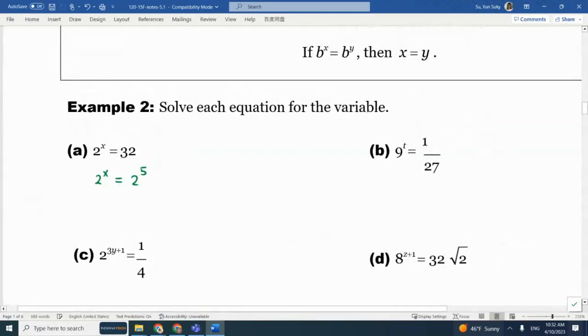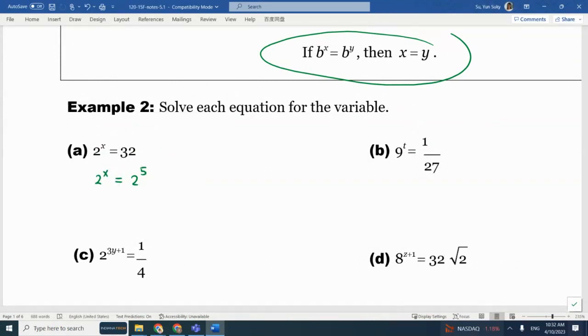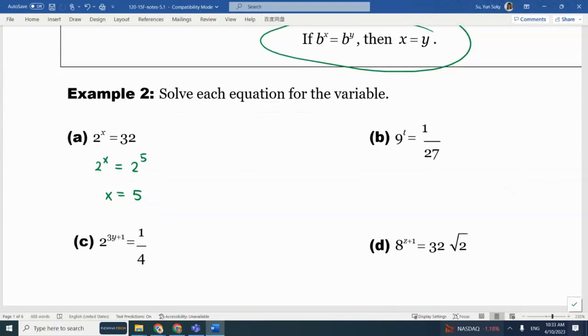Good. And then by this fact, if we have the same base, then we can just set the exponent equal to each other. Okay? So x equals 5. Right, everybody? Okay. On the other side, 9. Let's take the easiest base. 9 is what? 3 squared. Okay, 9 is 3 squared and then raised to the t. Do you agree, everybody?